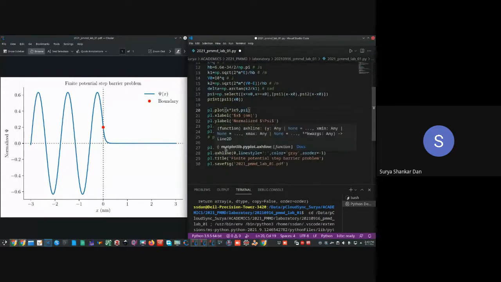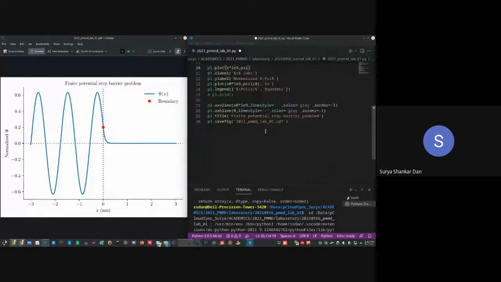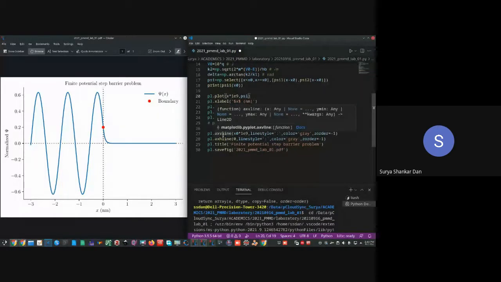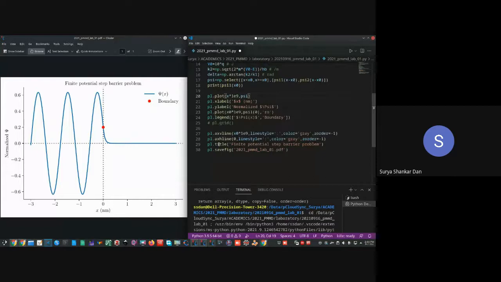This is axis vertical line. You can again come here, and if you come to the docs, you can go through the documentation, or you can simply google it. Now this is axis horizontal line, this is axis vertical line.